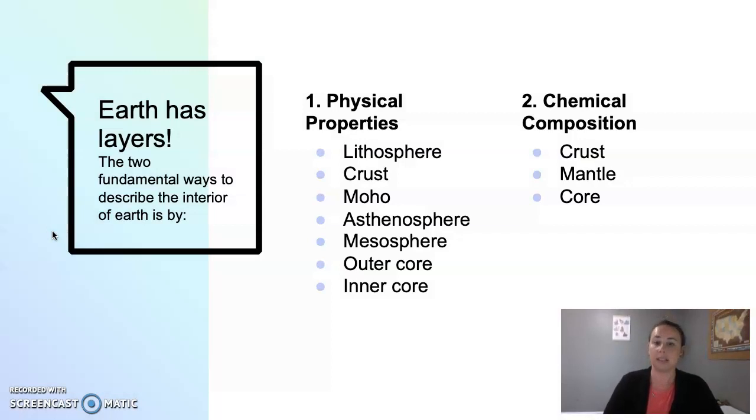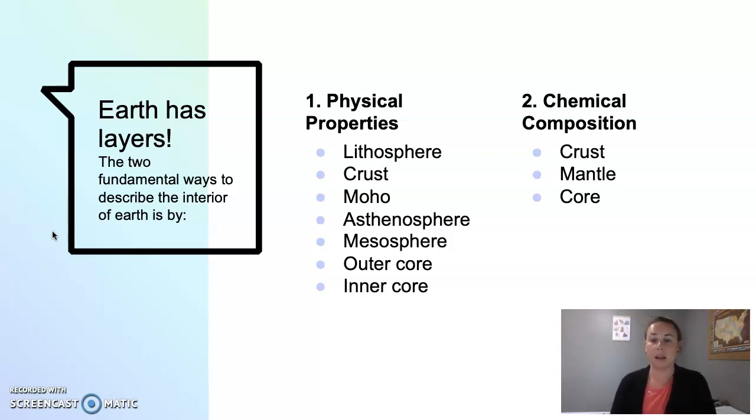So let's go ahead and discuss Earth and its layers. Earth has layers, and there are two fundamental ways to describe the interior of Earth. One is by its physical properties, and the other is by its chemical properties. For physical properties, we describe the lithosphere, the crust, the Moho, which is called the Mohorovičić discontinuity, the asthenosphere, the mesosphere, the outer core, and the inner core. These are all names that we give the layers of Earth based on physical properties.